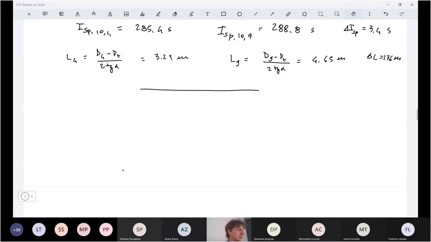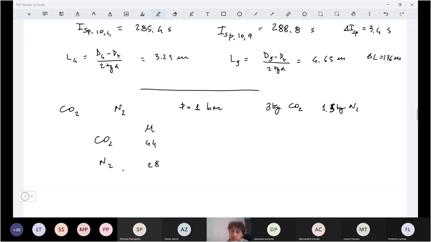And we start with a basic exercise related to a mixture of carbon dioxide, CO2, and nitrogen, N2. And we have a mixture at one atmospheric pressure. We have a pressure of 1 bar. And we have specifically 3 kilograms of CO2 and 1.5 kilograms, sorry, of N2. So as we know the properties of each of the gases, for CO2, we know that the molar mass is 44 and 28 for the N2, and this can be of course gram per mole or kilogram per kilomole.